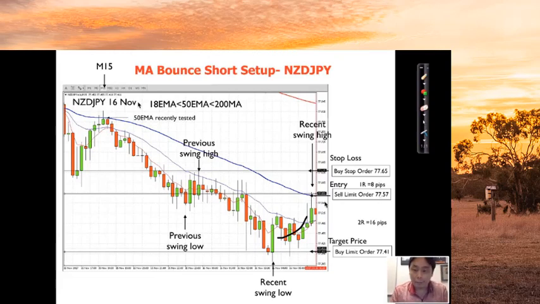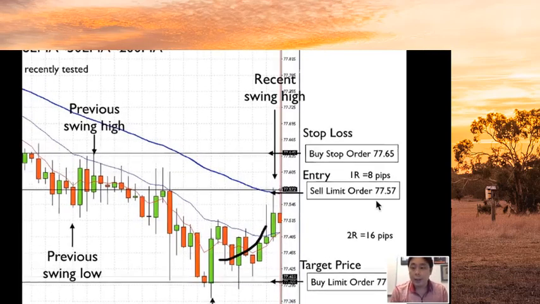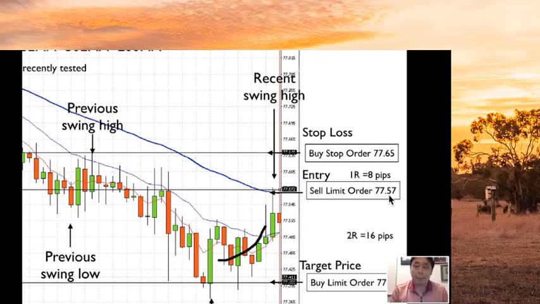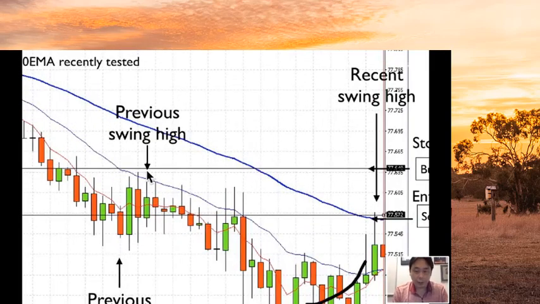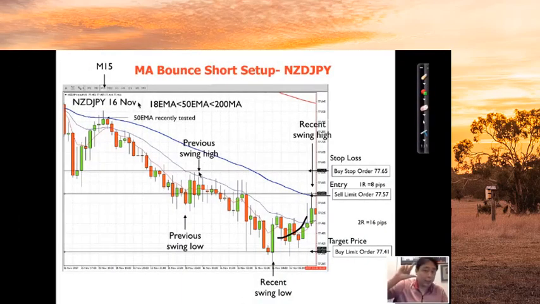So our sell order is at 77.57. Where's our stop loss? Again, stop loss should be at least 8 pips above the entry price. So 77.57 plus 8, we get 77.65. So 8 pips. And again, it so happens our stop loss is above the previous swing high. Just above the previous swing high, which makes it ideal. Just nice, okay?